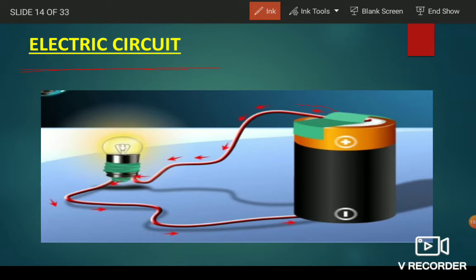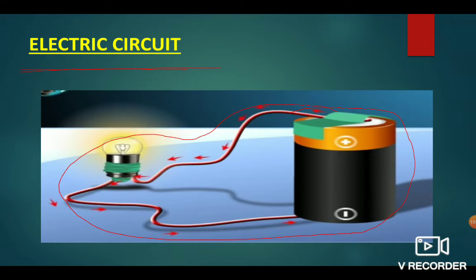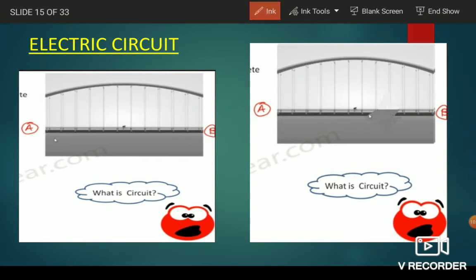As you can see here, the path is complete and closed. There is nowhere any break. So such a path through which electric current flows is known as an electric circuit. Let us look at this scenario for better understanding of electric circuit. So suppose there is a bridge or pool which connects two towns A and B, and you can see a cyclist here, right?